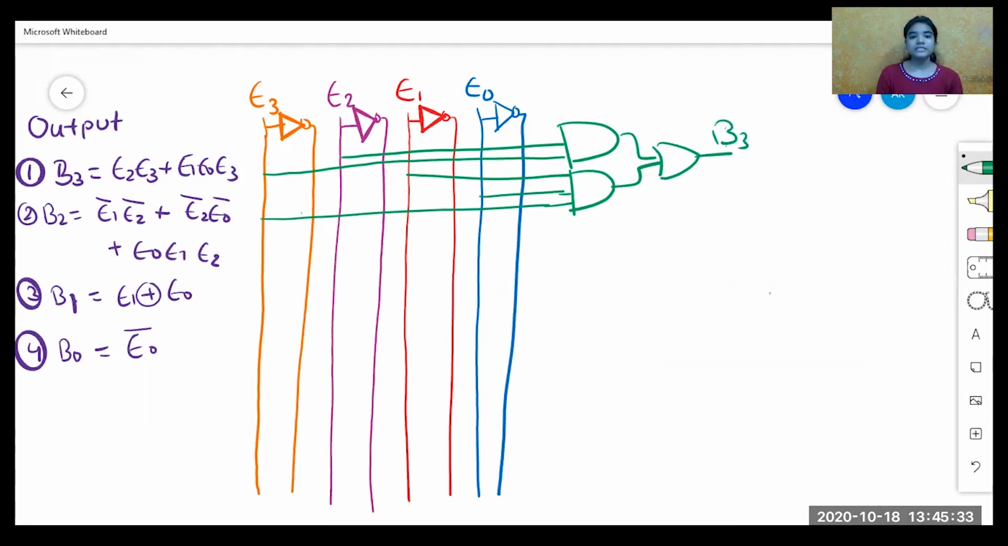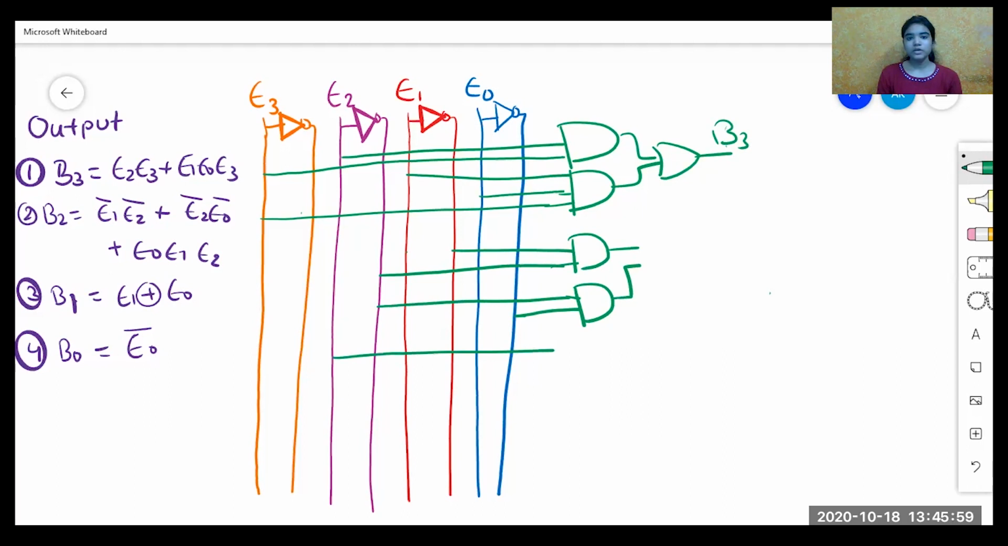Then for B2, it's E1 bar, E0, E2 bar. We connect it with the AND gate. Then it's E2 bar and E0 bar. Look at the outputs and connect accordingly. And finally, we get E0, E1, E2. So this is our E2, this is our E1, and this is our E0. So this is a three input AND gate. We connect all of them with the OR gate to get the desired output as B2.